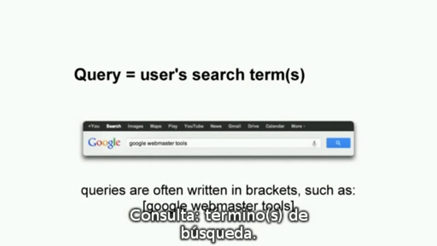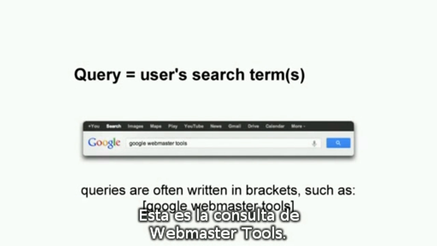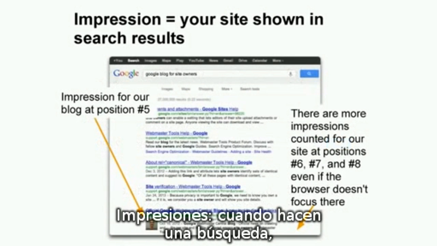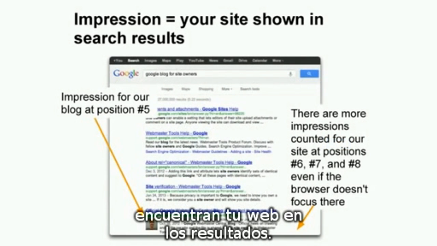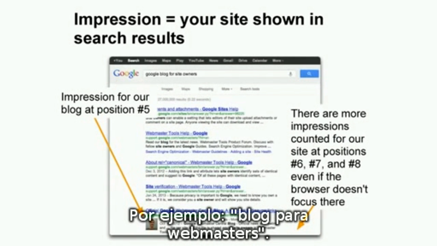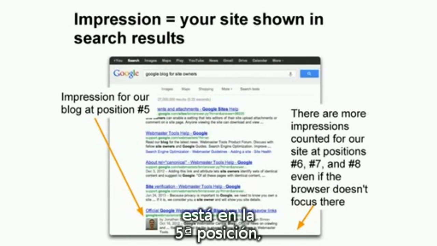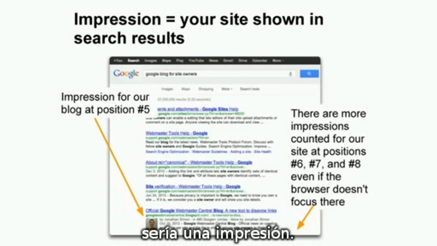Query is a user's search term or terms. This is the query for Google Webmaster Tools. Impressions means that when a user performed a query, a page from your site could be visible in their search results. For example, if a searcher queried Google blog for site owners, if our site, googlewebmastercentral.blogspot.com, was ranked number 5, and 1 through 10 of the search results were shown to the user, then this would count as an impression.